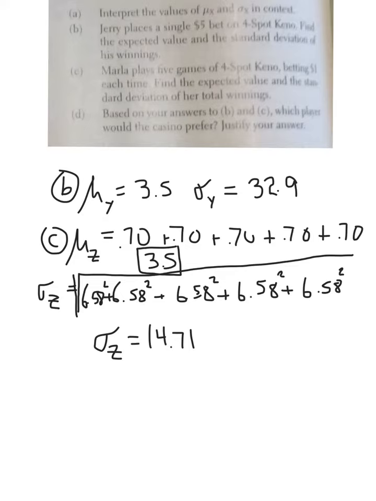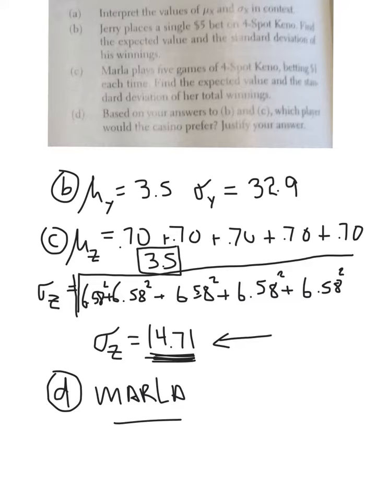And then letter D is, which gambler would they rather have in the casino? So based on the casino's interest, they would probably rather have Marla because it decreases their risk of paying out. Okay? So, like the insurance company, we want to have a lower standard deviation of paying out those big wins or benefits in insurance. So, Marla, lower standard deviation, lower risk.